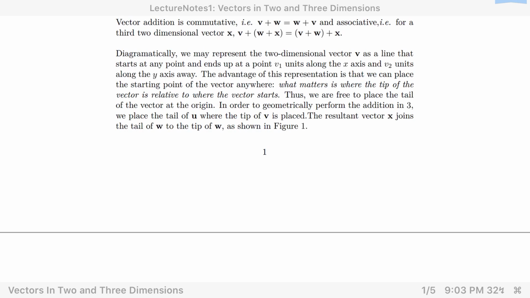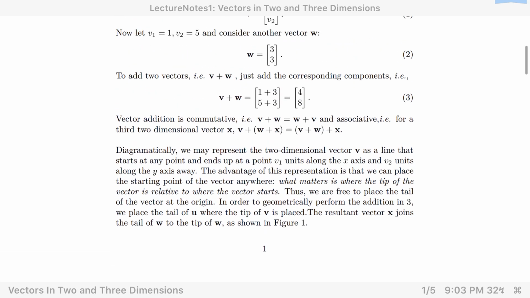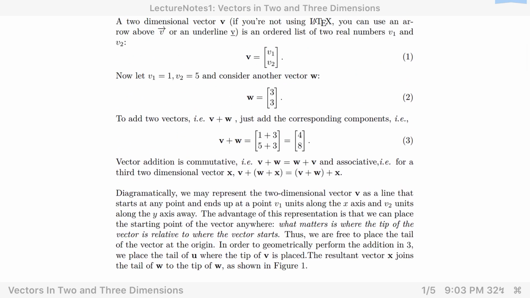Now, why do we choose to start with 2-dimensional and 3-dimensional vectors? We choose to start with these vectors because these are the only 2 types of vector that we can represent on a diagram. Now, consider the vector v given in equation 1.